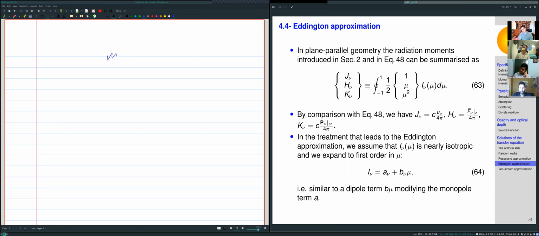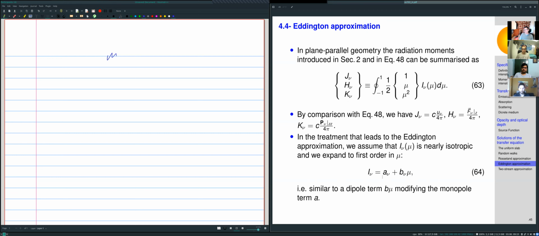The idea, in the Eddington approximation, is to assume that the specific intensity field is nearly isotropic, and so we expand the specific intensity field to first order in the cos of theta, which would be like a multipole expansion to first order. So this is the monopole, and this is the dipole. The idea then is to express the moments of the specific intensity using this expansion.